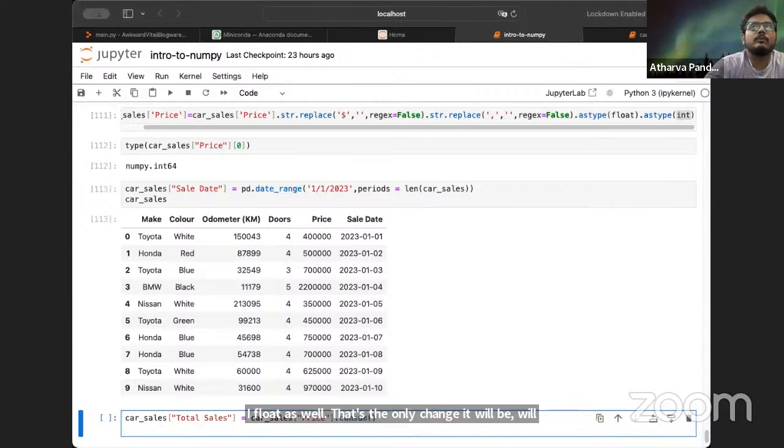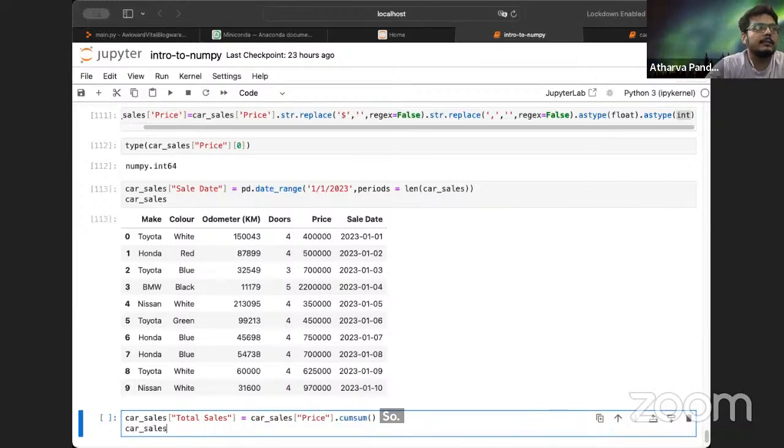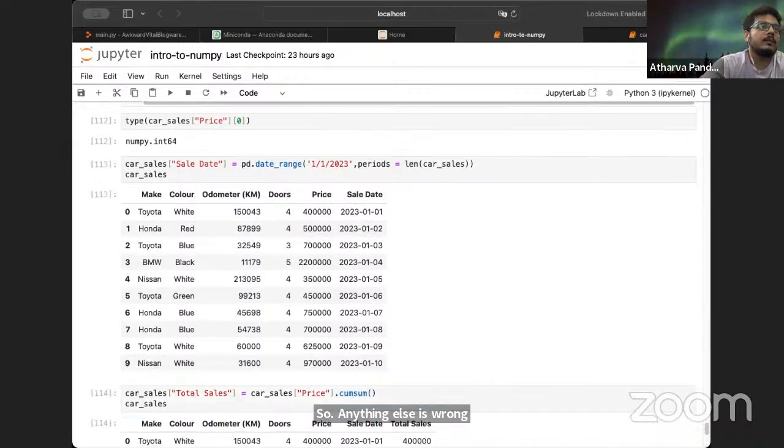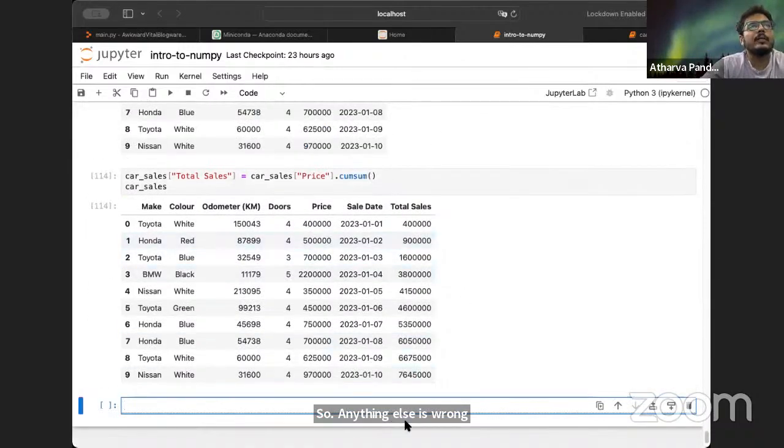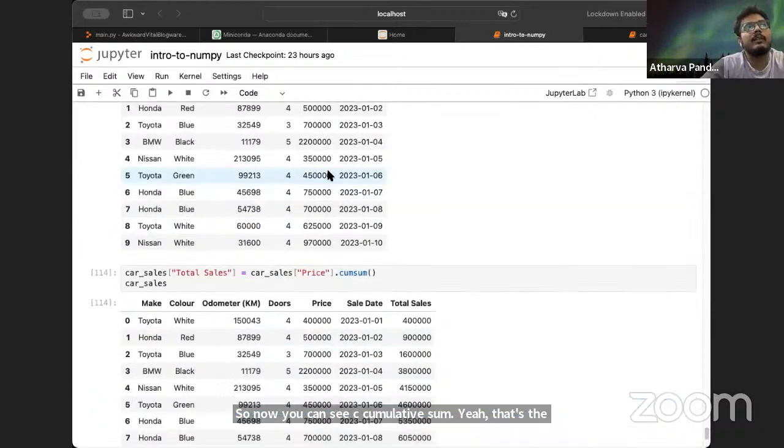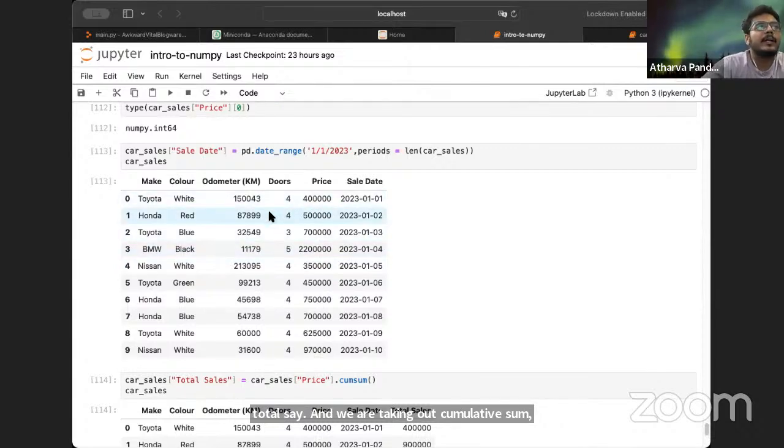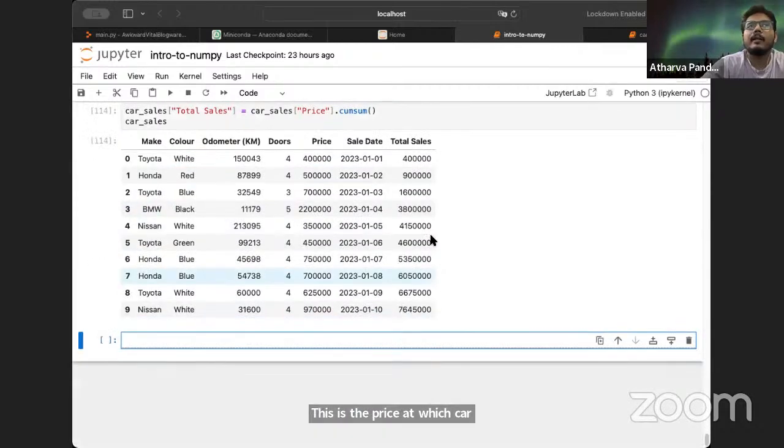So anything else is wrong? Car sales. So now you can see cumulative sum here. That's the total sale. And we are taking out cumulative sum, deriving it from the price. This is the price at which the car was sold. This is the data that we got. And now we wanted to have total sales.